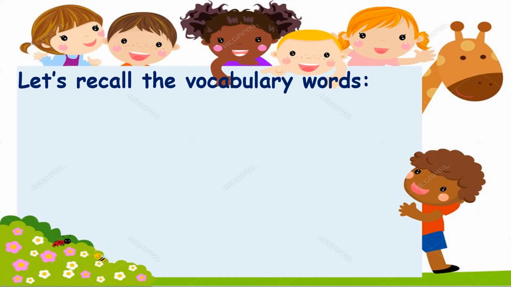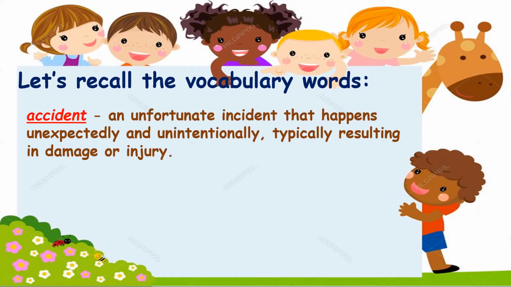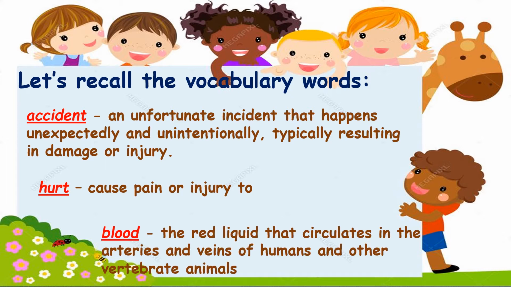Let us recall the vocabulary words. First word is accident. It means an unfortunate incident that happens unexpectedly and unintentionally, typically resulting in damage or injury. Next word is hurt. It means cause pain or injury to. Next is blood. It means the red liquid that circulates in the arteries and veins of humans and other vertebrate animals.